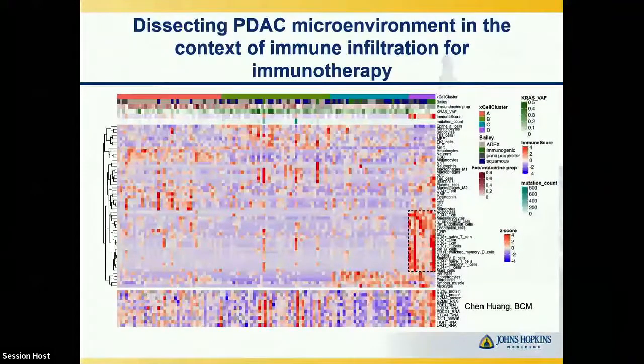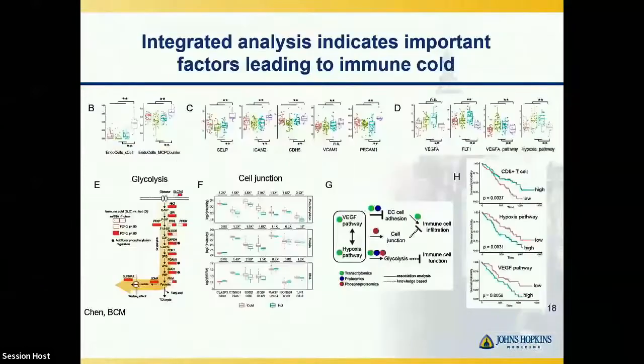To dissect the PDAC microenvironment in the context of immune infiltration for immunotherapy, we clustered the cohort of all 140 PDAC tumors based on tumor microenvironment. The samples were clustered into 4 clusters. Expectedly, the majority of the tumors are immune cold, except that a small number of tumors in cluster D had relatively high immune content.